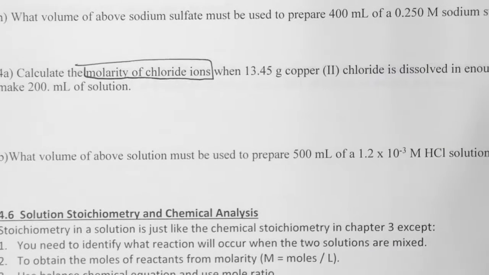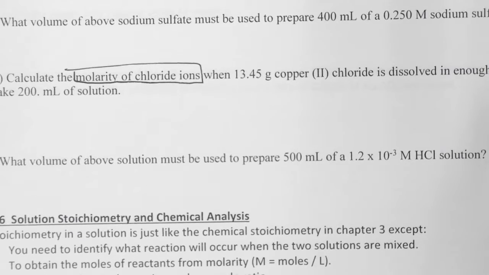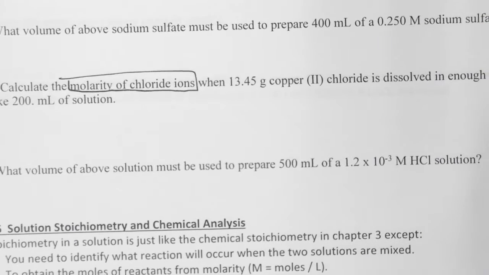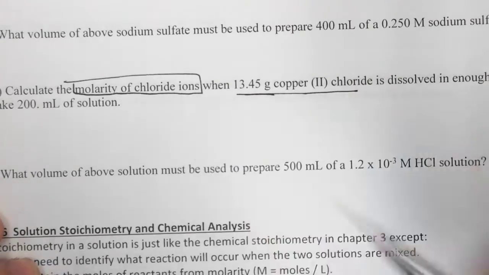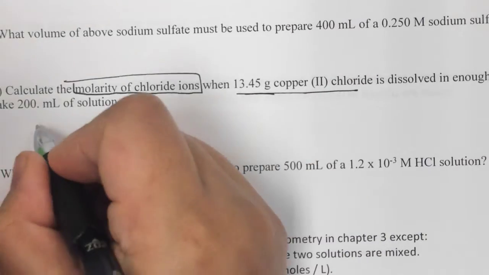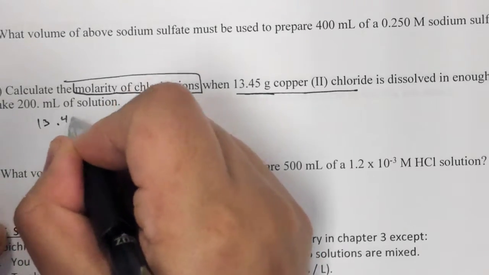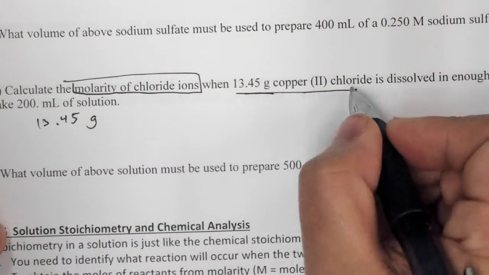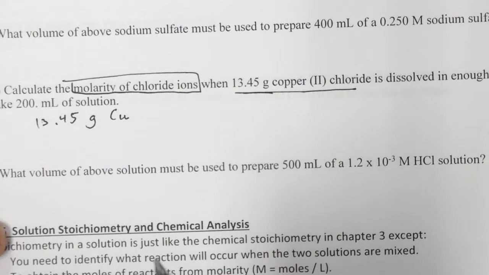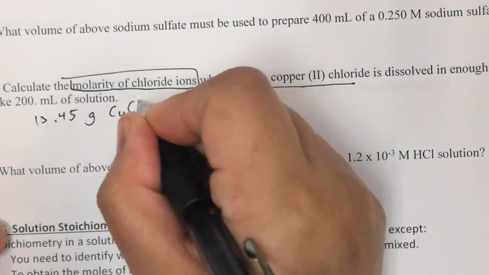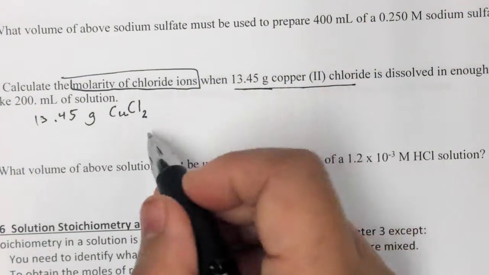Do we have a mole? No, we don't. But can we find it though? Yes. Okay, let's do that. So we're going to use that to find the mole, right? 13.45 gram of copper chloride. So that is Cu. What's the formula? Cl2. Good. Jenny, you still with us?